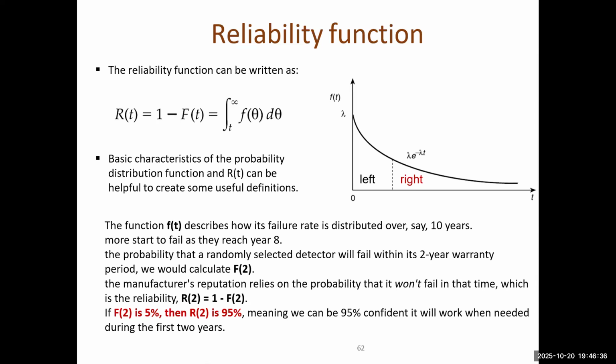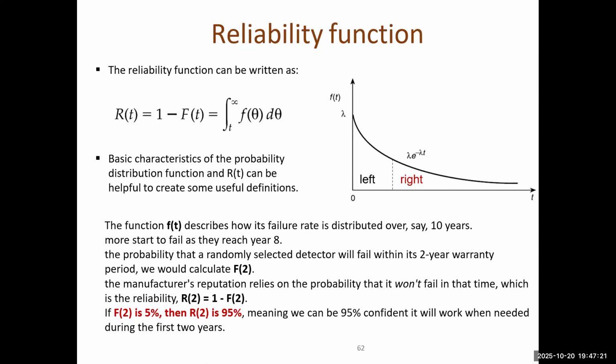So let's make this concrete with an example. Imagine we have a specific model for a smoke detector. The function f(t) describes how its failure is distributed over, let's say, 10 years. Perhaps a few fail in year 1, but most start to fail as they reach year 8. Now if we want to know the probability that a randomly selected detector will fail within its first 2 years, we could calculate F(2). Now the t becomes 2.